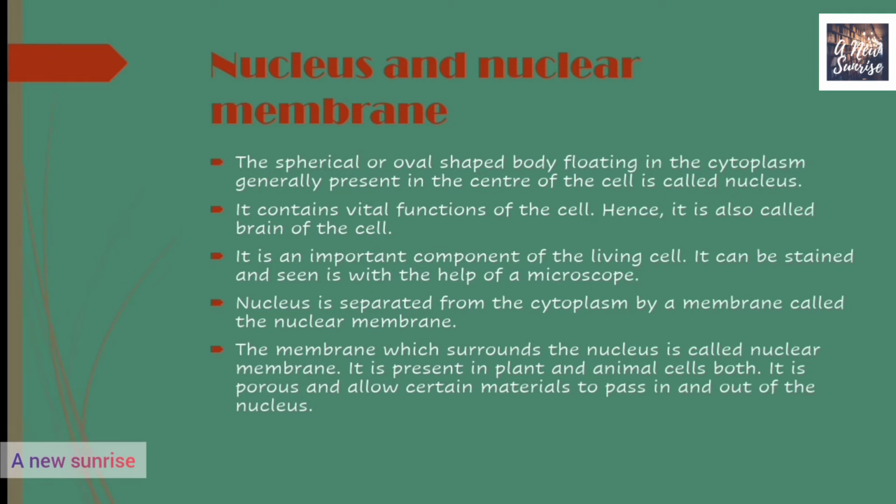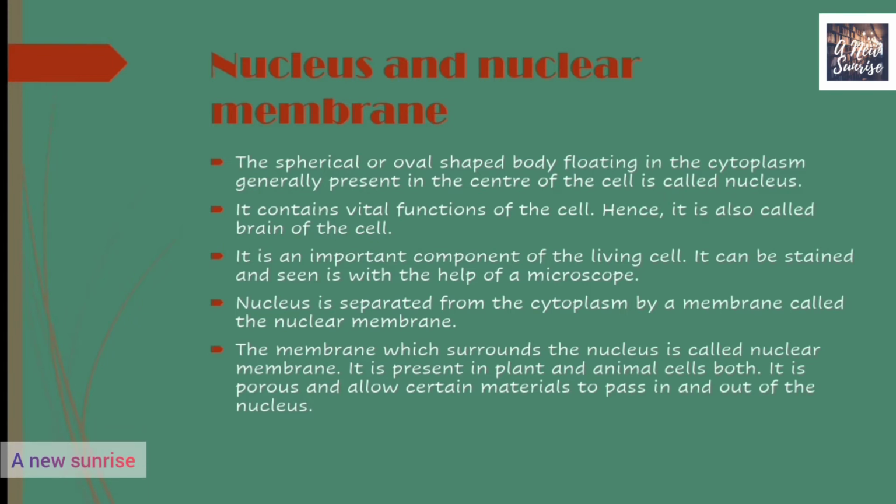It is present in plant and animal cells both. The nuclear membrane is present in plant and animal cells both, and it is porous and allows certain materials to pass in and out of the nucleus. So this is what the nucleus and the nuclear membrane were.